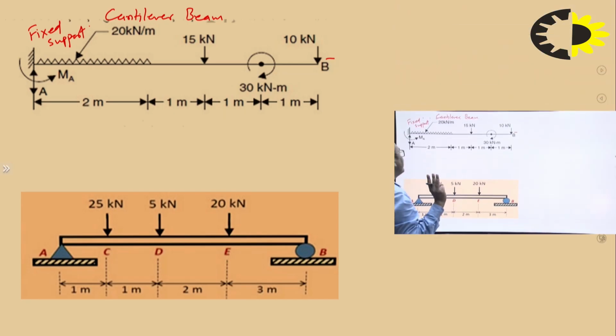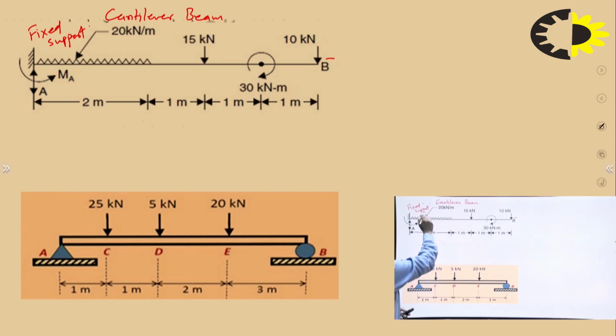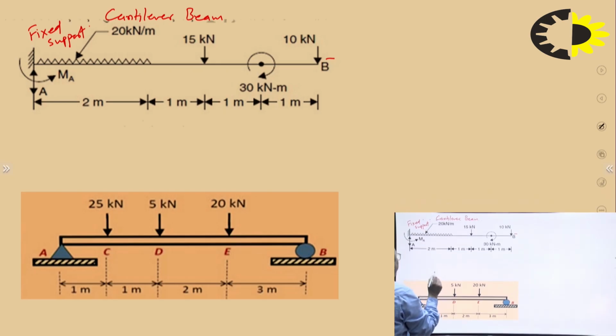So whenever we are dealing with a fixed support or cantilever beam, there are three reactions: RAY, RAX, and, because the tendency of rotation is clockwise due to all the loads, to support that there will be a reactive moment at point A, that is MA. So these are the three unknowns we have.